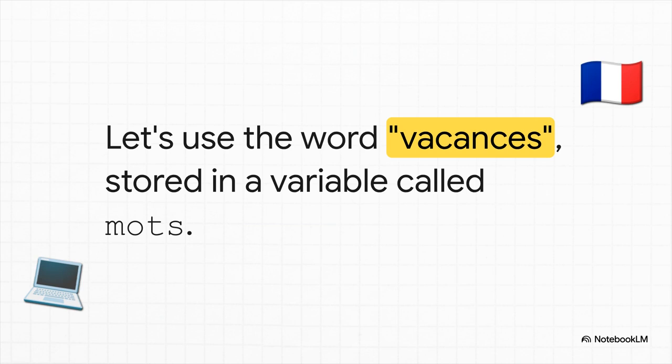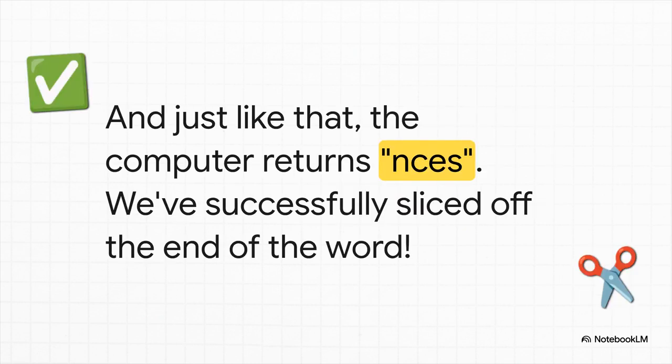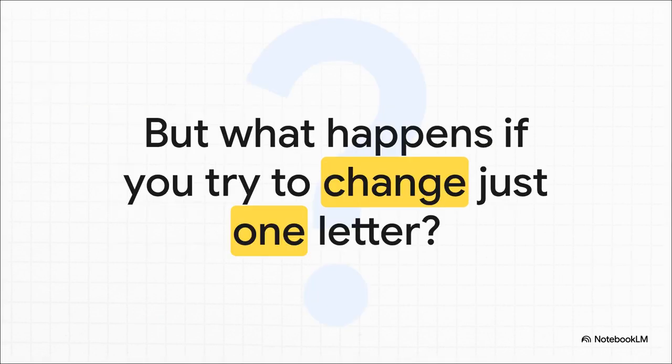Say we've got the French word vacances. Inside the computer, each of those letters has its own mailbox, its own index number, all the way from 0 to 7. So now we can give the computer a command like this. The square brackets basically mean, hey, I want to grab a piece of this string. The 4 says start at box number 4, and the colon just means go all the way to the end. And boom, just like that, we get back senses. We've just sliced off the end of the word. You can see how this would be super handy for pulling apart dates or emails or anything with a structure. Okay, but this brings up a really interesting question.